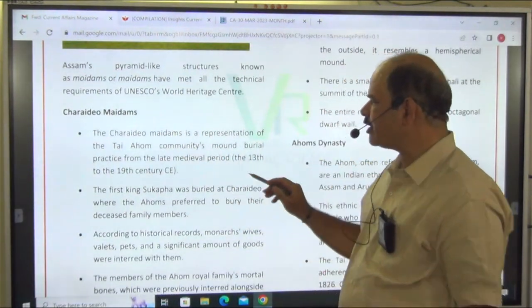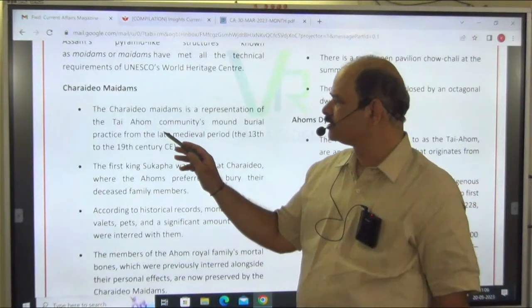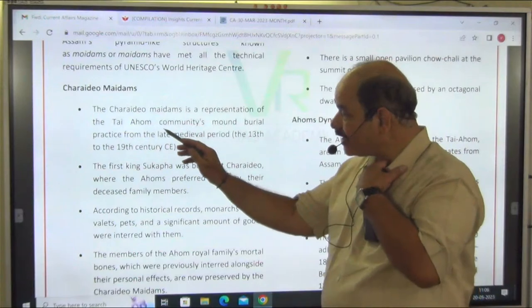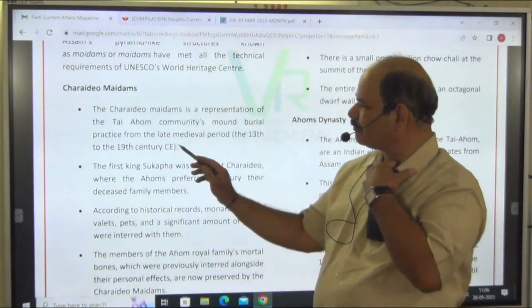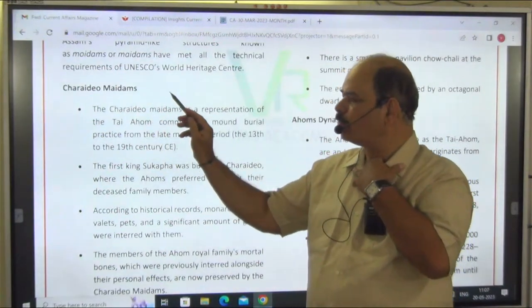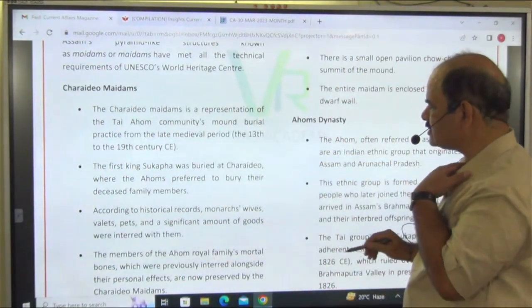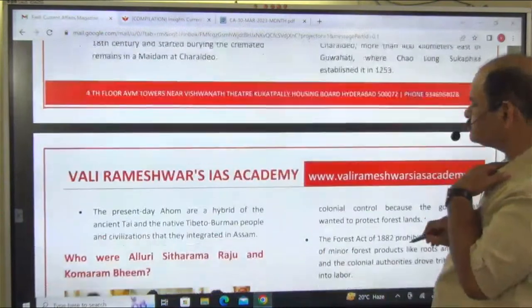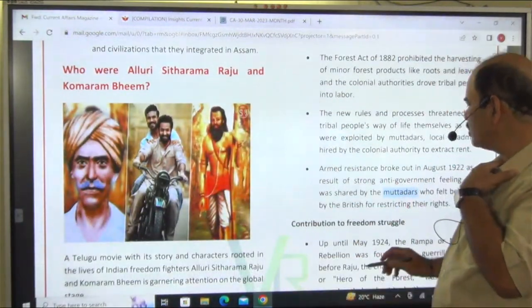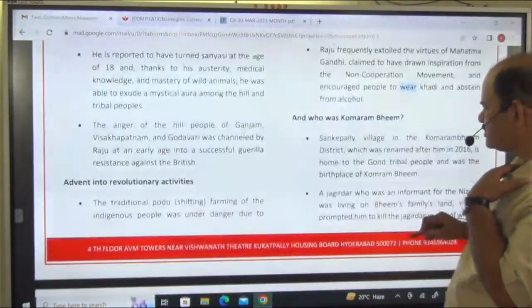Charaideo Maidams. The Charaideo Maidams are a representation of the Thai Ahom communities' mound burial practice from the late medieval period. So try to remember this: Charaideo Maidams, Ahom kingdom and Assam. And we know Alluri Sitarama Raju and Komaram Bheem; we have discussed them in our routine classes several times.